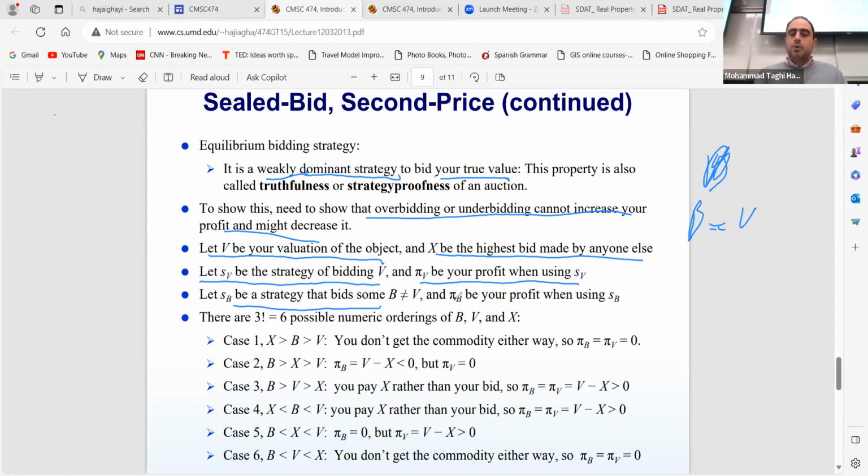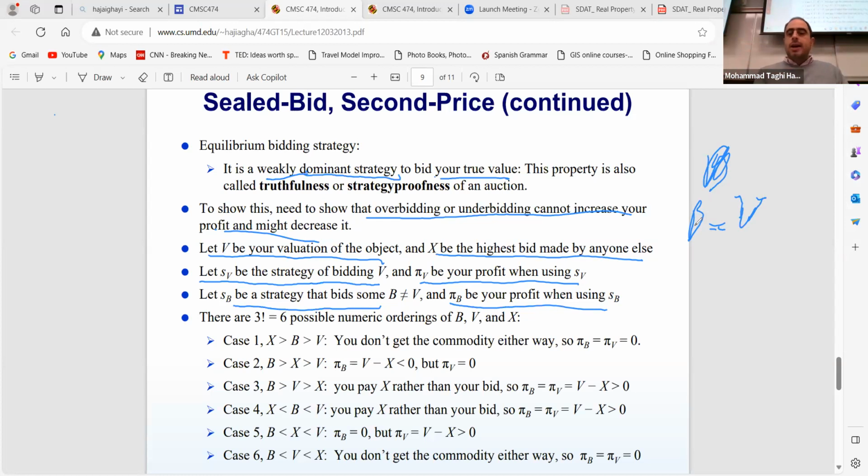And pi_B would be the profit when you are using S_B. So here, capital V is the actual valuation, and B is the bid that you are making. We want to say that if B is not equal to V, you don't gain anything.